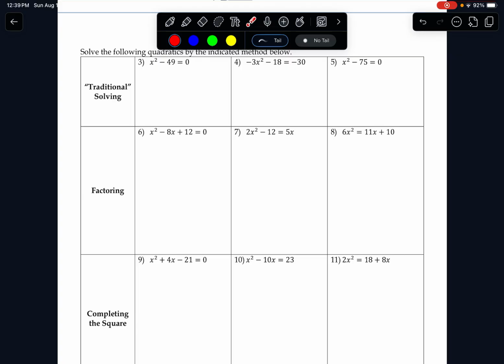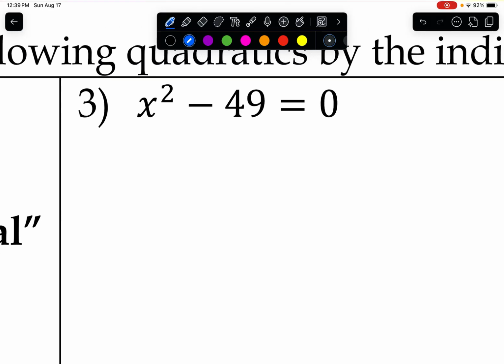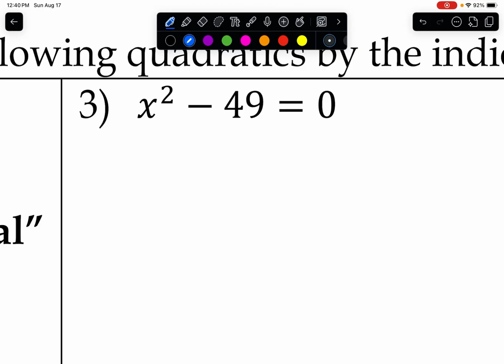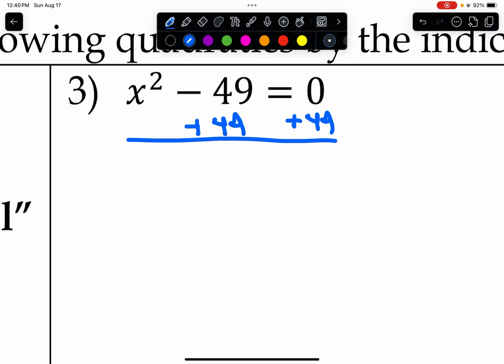One of the few ways that we're going to be looking at is just traditional solving. When I say traditional solving, that just means you're going to do your inverse operations. So for example, if I have x squared minus 49 equals 0, you can solve this quadratic just by solving an equation. The first step here is you would add 49 on both sides. That's going to leave us with x squared equals 49.